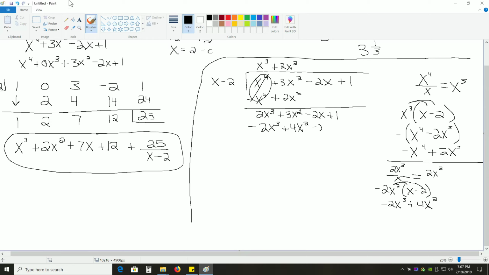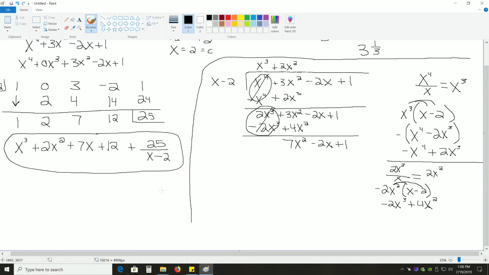Oh, and then, sorry, I got a little bit ahead of myself here. Now we're going to add them together. And here the 2x cubed will cancel with the negative 2x cubed. The 3x squared plus 4x squared are like terms. They will add together to give us 7x squared. Then minus 2x plus 1. And now, as you can imagine, we're going to keep doing this until we can no longer divide the first terms. So I'm running out of space on the right.